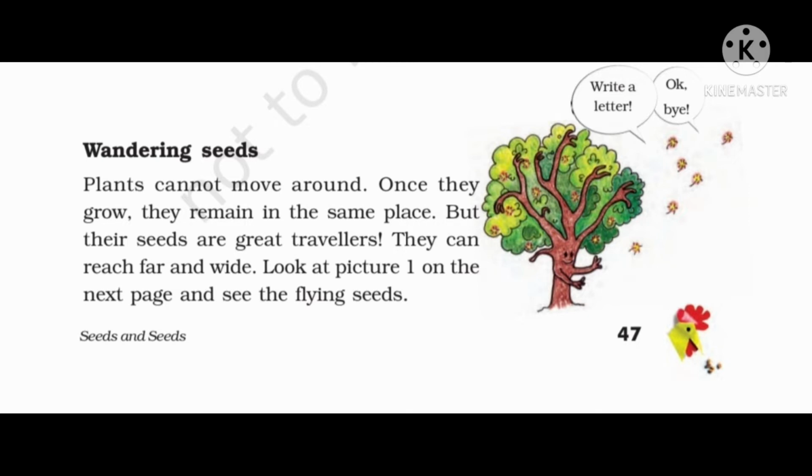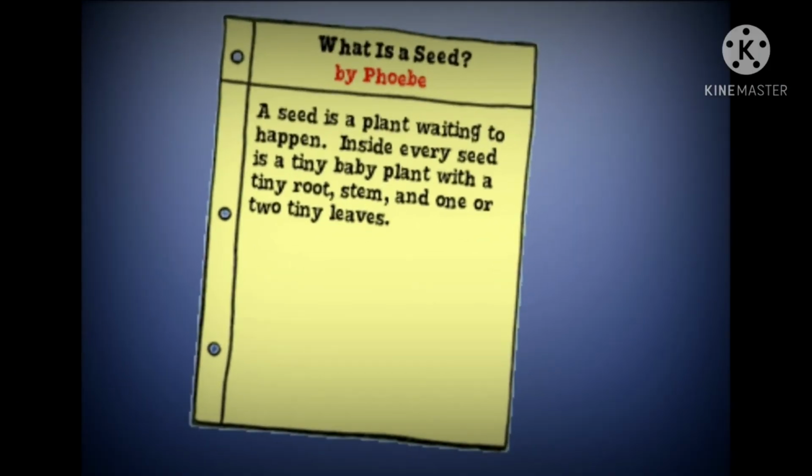So just look at the picture. You can see that the seeds are flying away and the trees are saying, "Okay, bye, write a letter." This shows that the seeds are going far away from the tree to grow in some other place. A seed is a plant waiting to happen. Inside every seed is a tiny little baby plant with tiny roots, stem, and one or two tiny leaves.